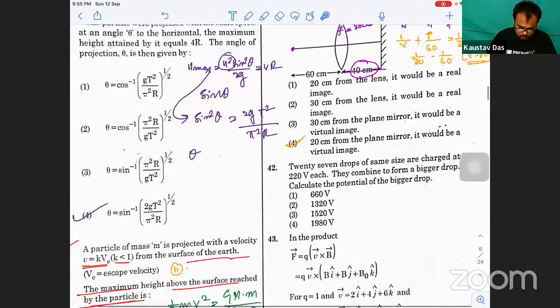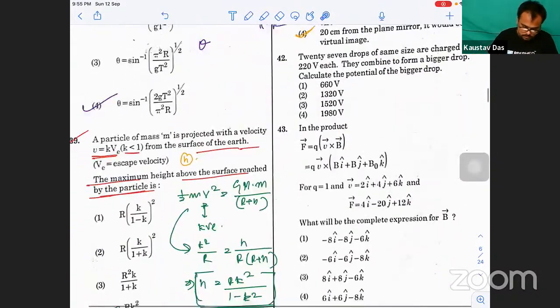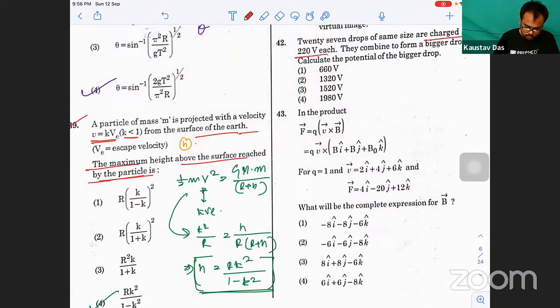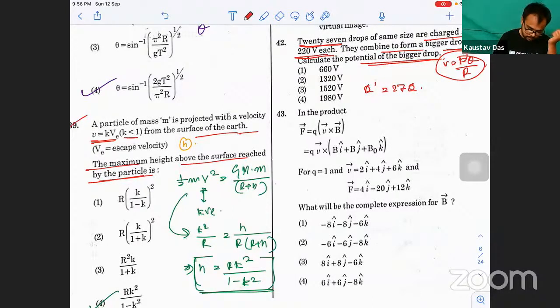Come to question number 42. Here, 27 drops of the same size are now combining, charged at 220 volt. If they combine to form a bigger drop, calculate the potential of the bigger drop. The potential is expressed as V equals KQ divided by R, and it is the potential for a single drop. And whenever we have 27 charged particles, the new charge is going to be 27 into Q.